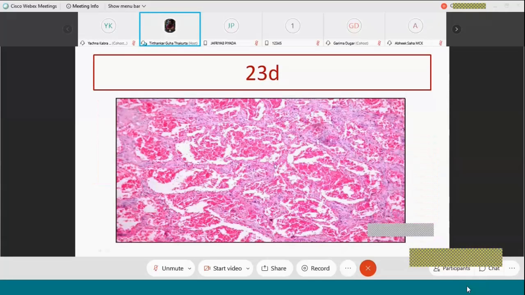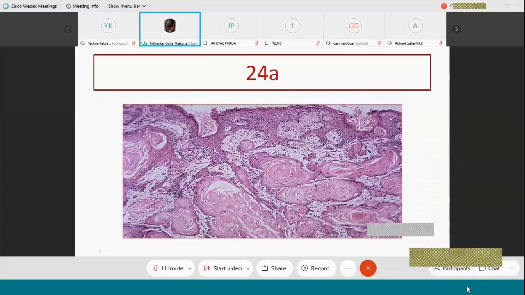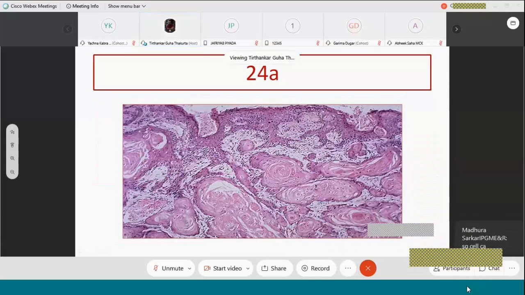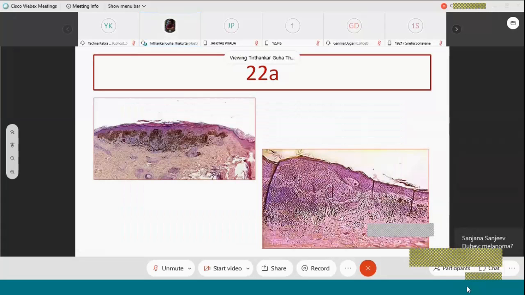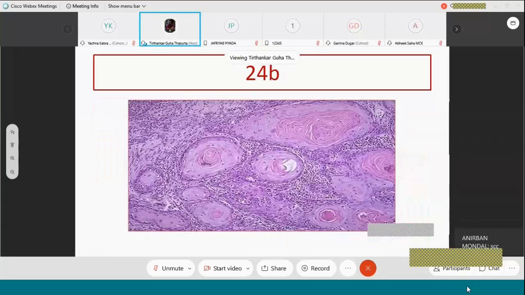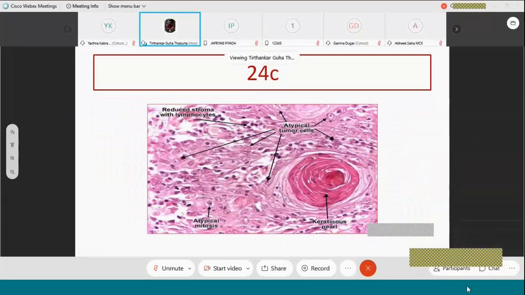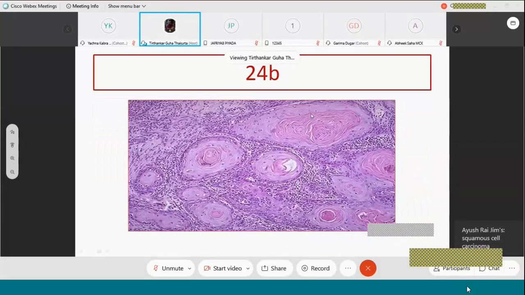What is this tumor? You have a stratified squamous epithelium above and multiple keratin pearls below. So this is the classical appearance of squamous cell carcinoma. In squamous cell carcinoma, you find a nest of atypical tumor cells and keratinous pearls, also called squamous pearls. And at one corner of the slide, there may be a portion of the skin from which it has originated.